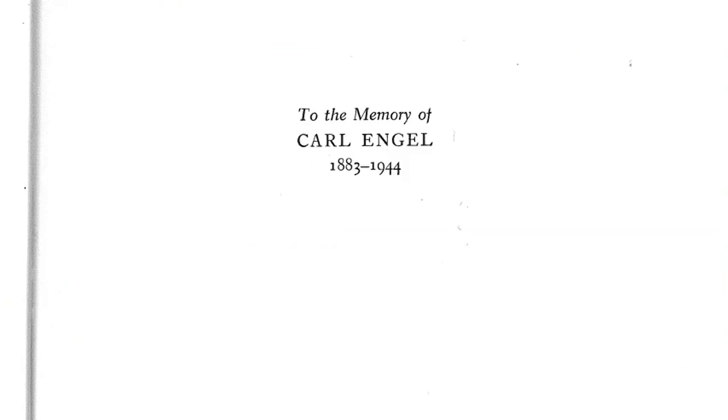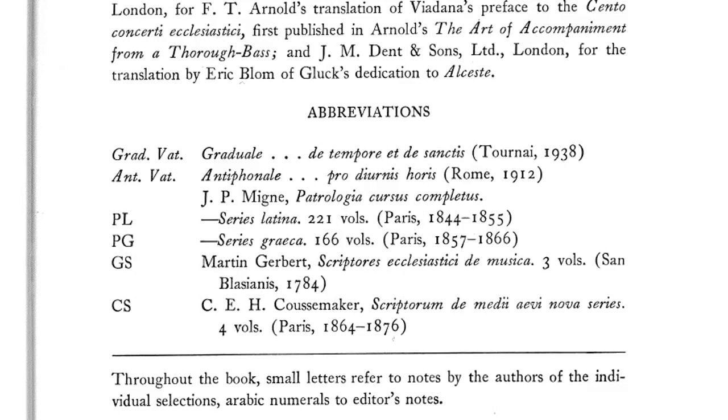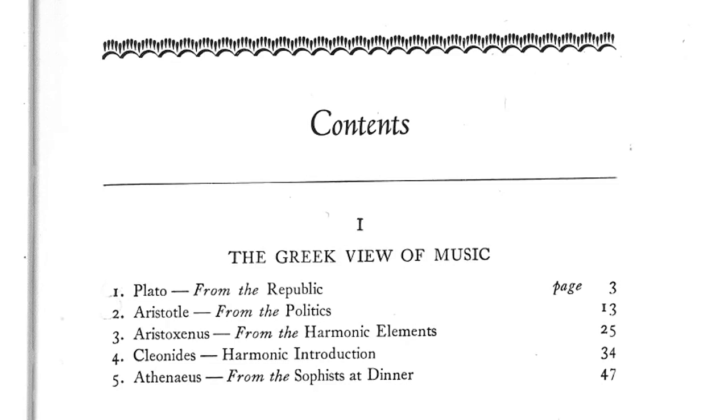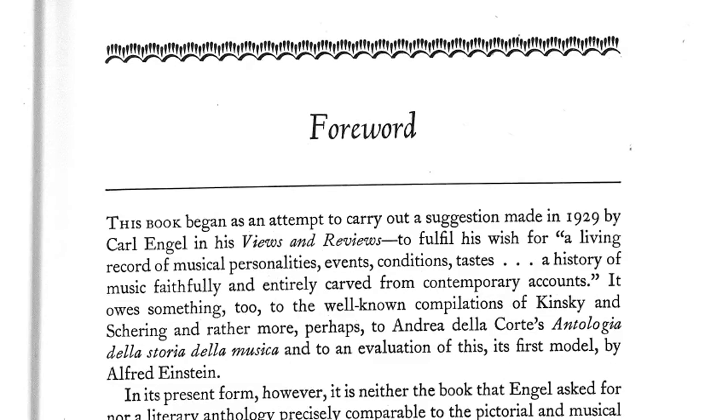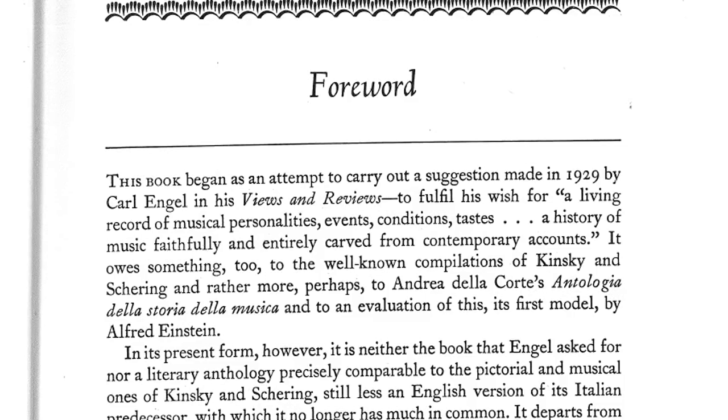The front matter here consists of a dedication, acknowledgments, a guide to abbreviations, a table of contents, and a foreword. Note that the table of contents does not show any of the front matter or back matter. You have to find this on your own. The foreword is relatively short at only 7 pages, and it focuses on principles of selection, editing practice, and methodology.